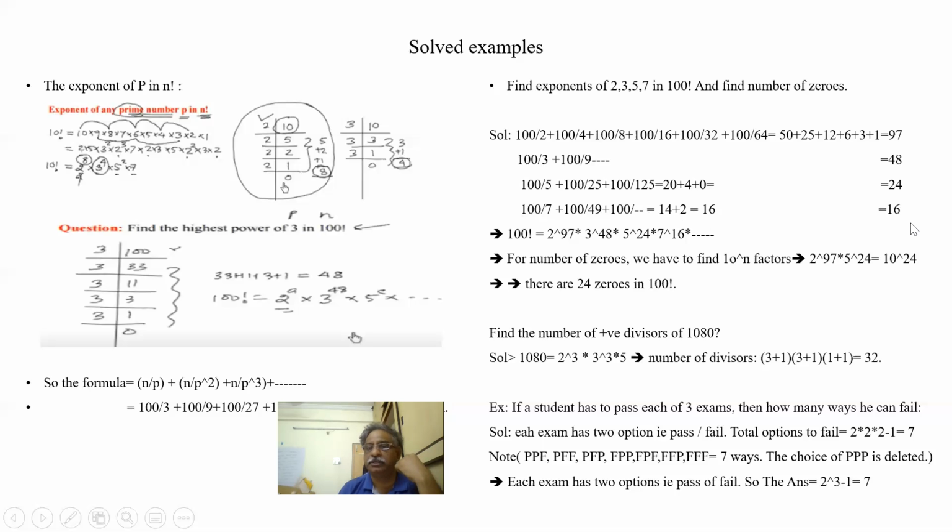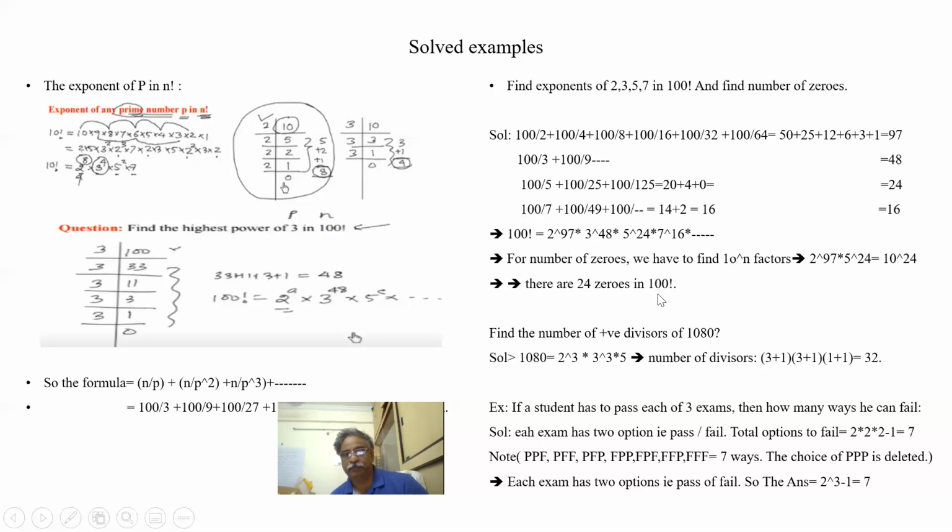So 100 factorial can be written as 2 to the power of 97 into 3 to the power of 48 into 5 to the power of 24 into 7 to the power of 16, like that it goes on. Now what is being asked of us? Find the number of zeros. Number of zeros means it should be a factor of 10. So it has 2 to the power of 97 and 5 to the power of 24. That means 2 to the power of 24 is also there. So 5 into 2, 10 to the power of 24 is there. That means there are 24 zeros in 100 factorial.